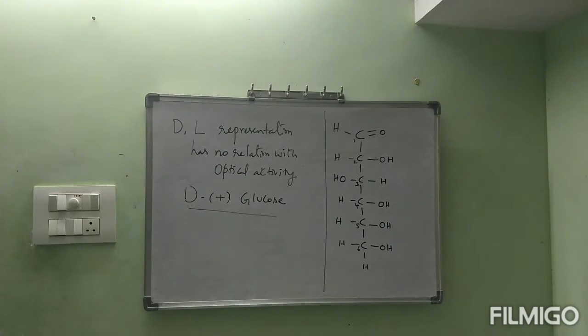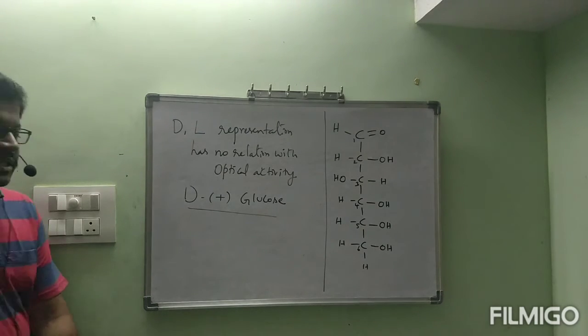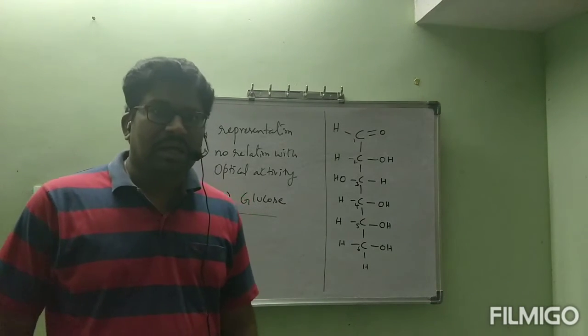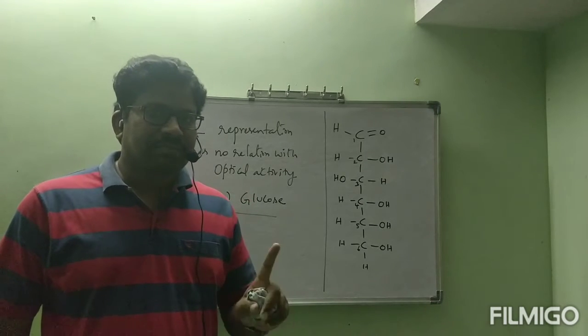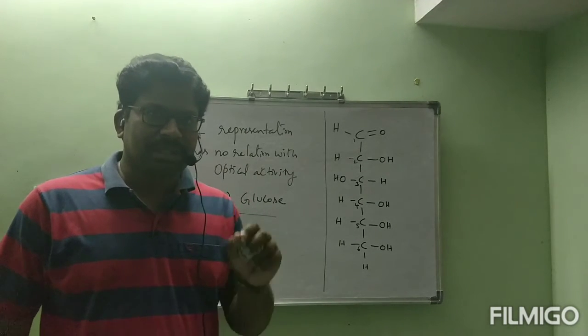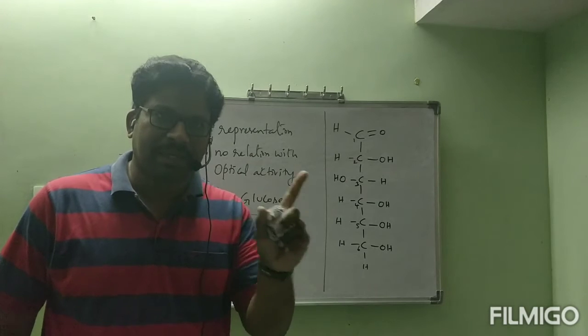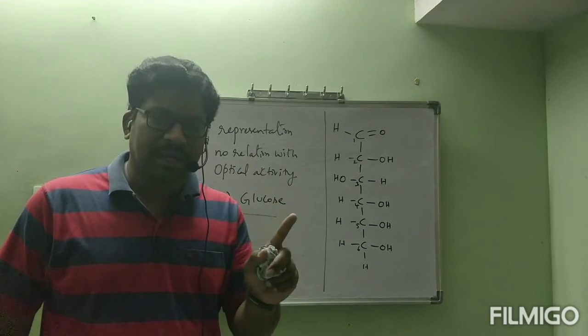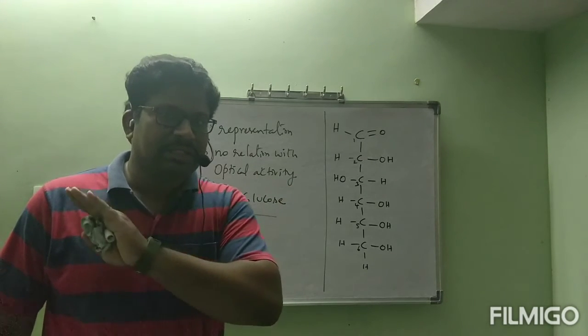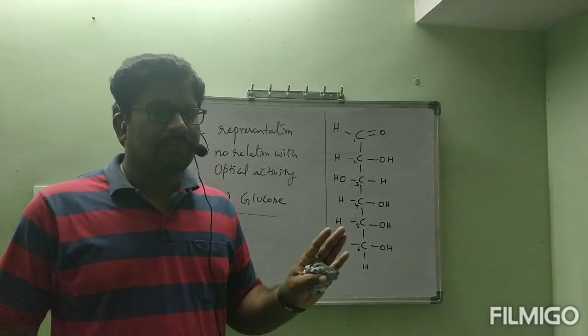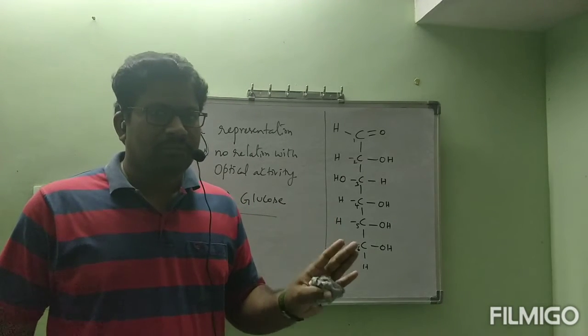All of you, what is the meaning of small d? Dextrorotatory. What is the meaning of small l? Levorotatory. Only the small d, small l representation is related to optical activity. Capital D, capital L representation is not at all related to optical activity. Please remember carefully, all of you.